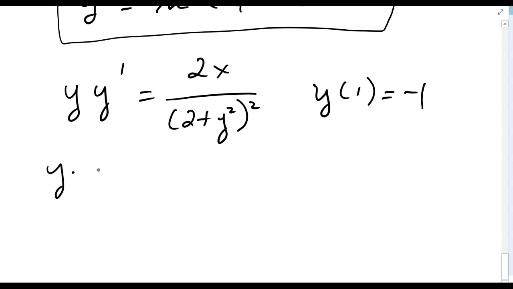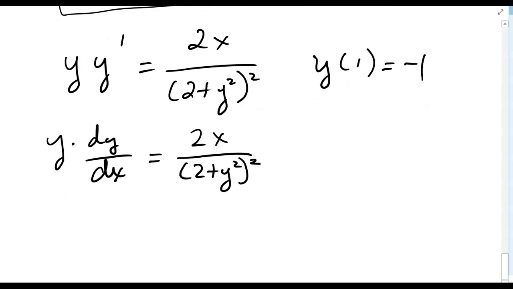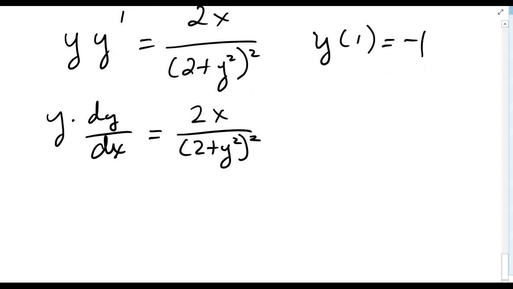So we have y times dy over dx. So get your dx over to the left-hand side, get that denominator over to the right-hand side, and that's going to give me y times (2 plus y squared) squared.